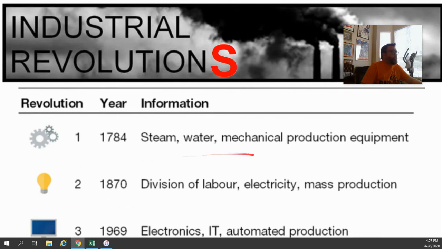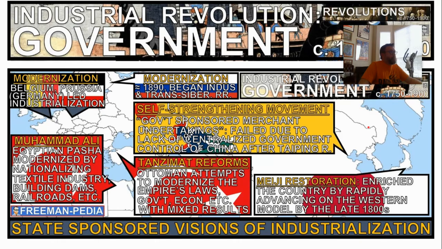So you might get questions on the second's difference from the first. This is the steam engine, mechanical production, things like textiles and clothing. With electricity, division of labor, and mass production, this is automobiles, things like that. Okay?